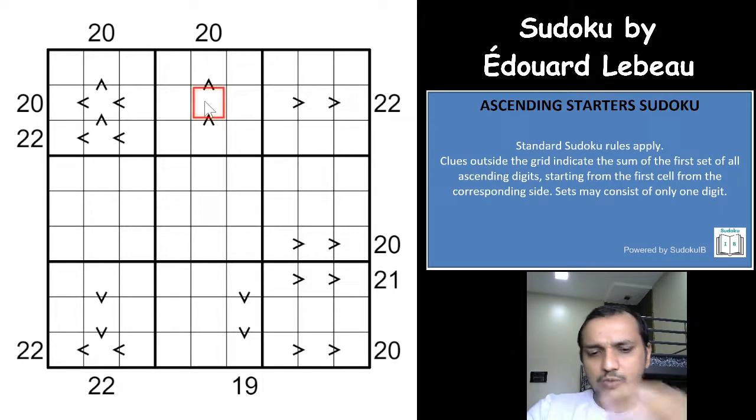This cell cannot be 1 or a 2, I think, because 1 is not possible. The ascending sequence is not at all possible. If this is 2, this would have to be 1, and there cannot be 1 anywhere.